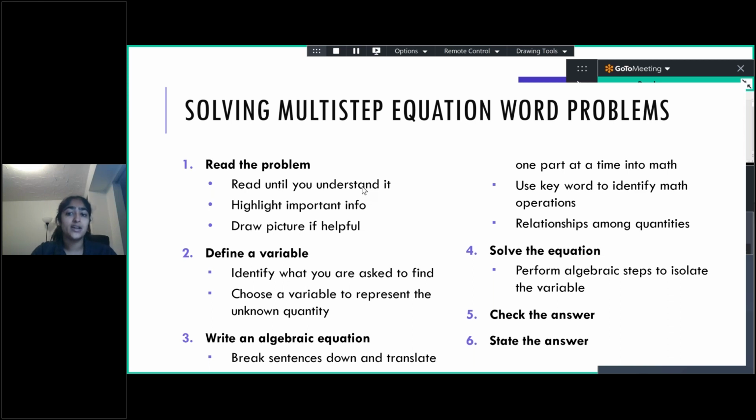Finally, once you have your algebraic equation with your variable and mathematical operations, you perform algebraic steps to isolate the variable and find your unknown quantity, just like we did when solving the simple multi-step equations. Then you can check your answer like we did, by substituting your unknown quantity into the original equation, just to make sure it sounds legitimate. A good thing to do after with word problems is to state your answer in a sentence or statement, just to clarify what you found as the answer.